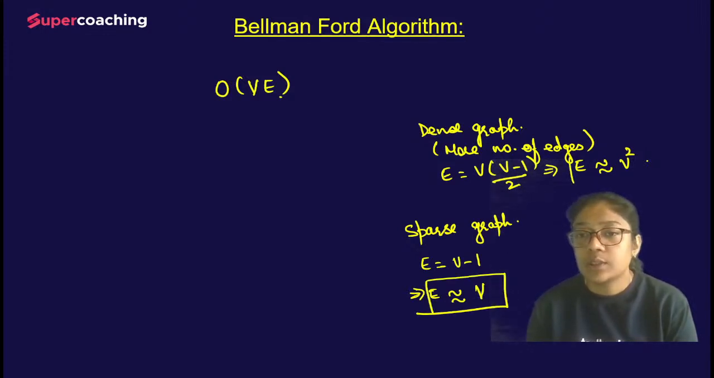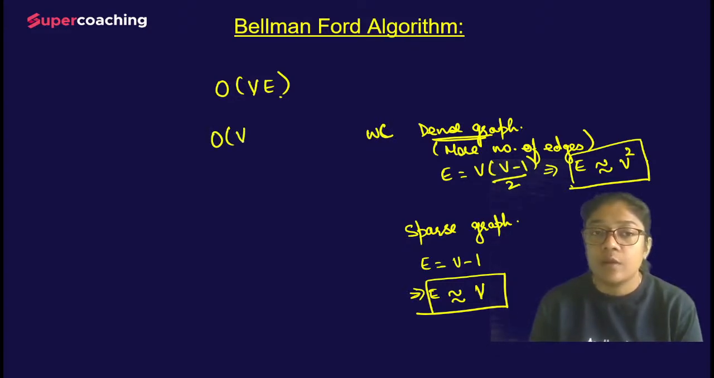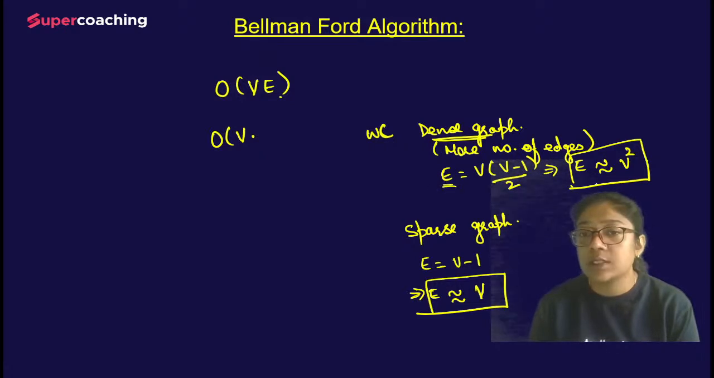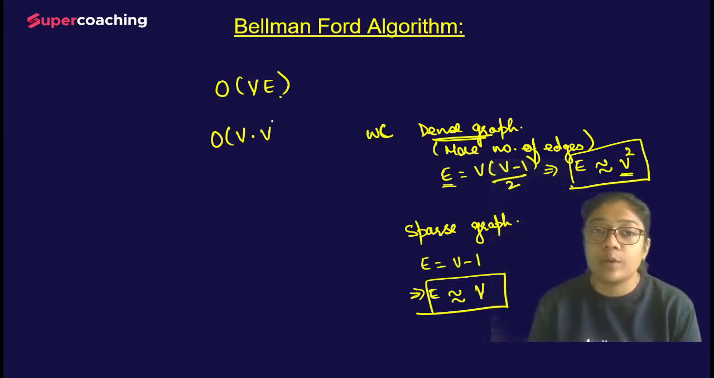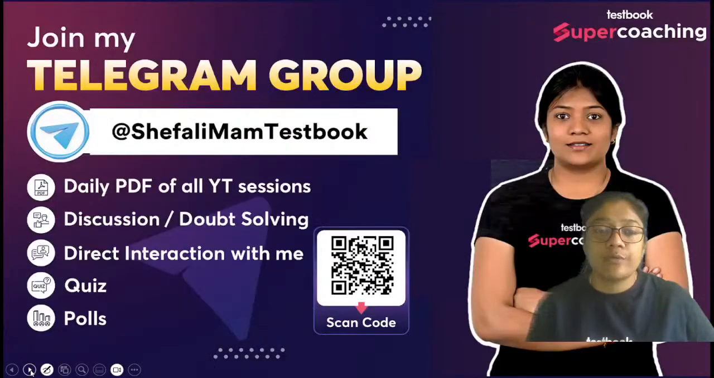तो बेस्ट केस और वर्स्ट केस में टाइम कॉम्प्लेक्सिटी कैसे आएगी? दिस इज बिहेविंग एज अ वर्स्ट केस, dense graph is behaving as a worst case, so we can say that the time complexity will be V into number of edges equal to V square. So I'm replacing this E with V square. Or we can say that in the best case, it's V into V. This is about the Bellman-Ford algorithm. Clear? I hope that this is clear to everyone.